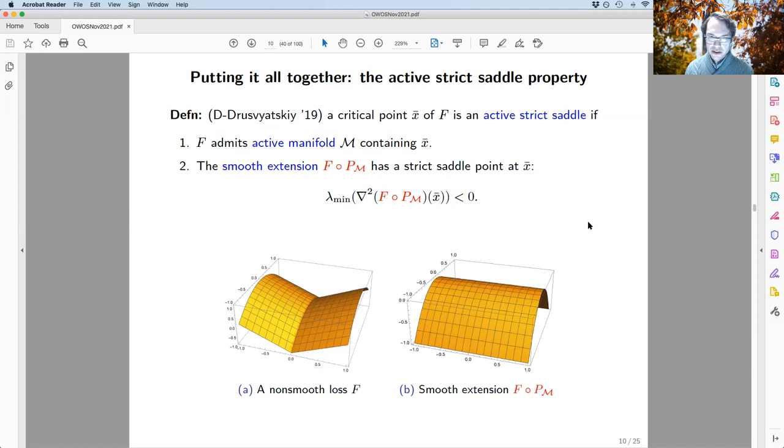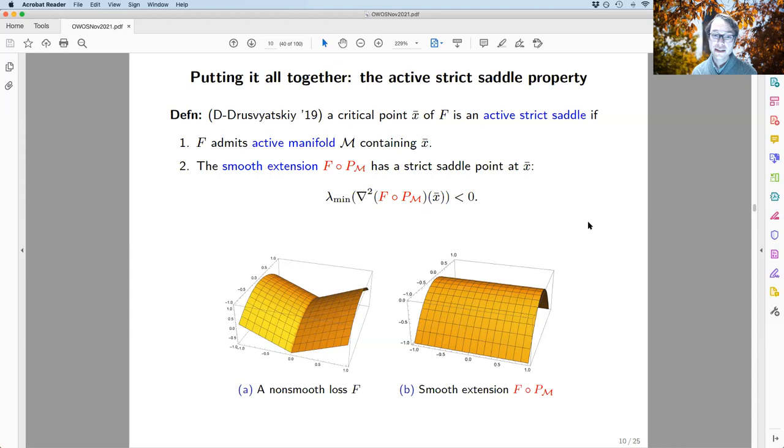Okay, so this is the property. And so now that we have it, I want to say one last thing. Does it hold for anything? It looks pretty rigid, right? We have to assume that there's a manifold in the domain where you're smooth and then you have some negative curvature. It looks very stringent. And so the question is, does it actually hold in practice?